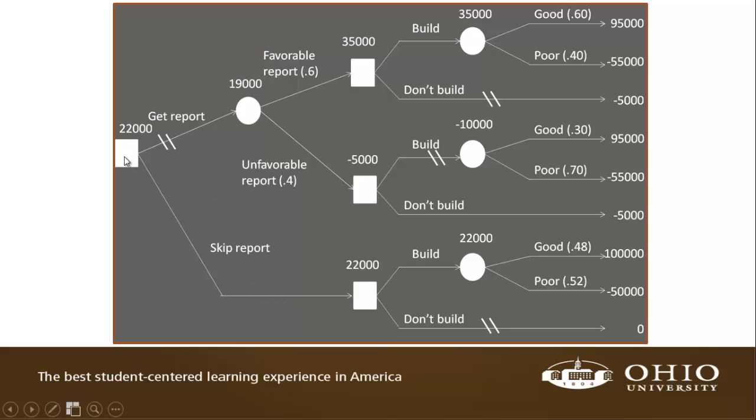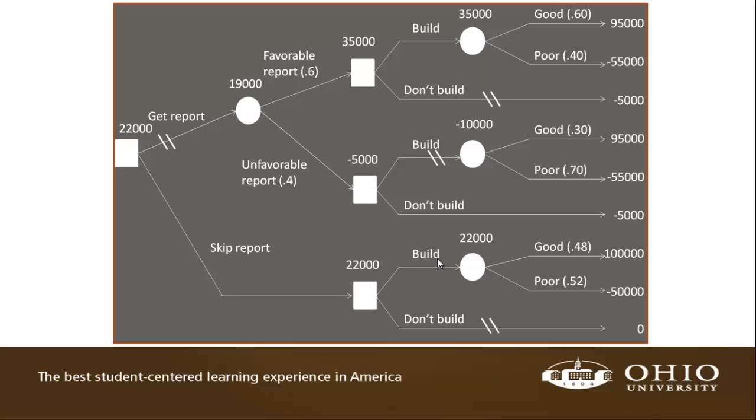And finally, we get to this decision point here, where the decision maker must choose between getting the report and having an expected profit of 19,000 or not buying the report with an expected profit of 22,000. So the obvious choice is to skip the report and build, and we expect if we make that choice that we will end up with a profit of $22,000, or that's the expected profit. So that's the most logical and reasonable choice to make.